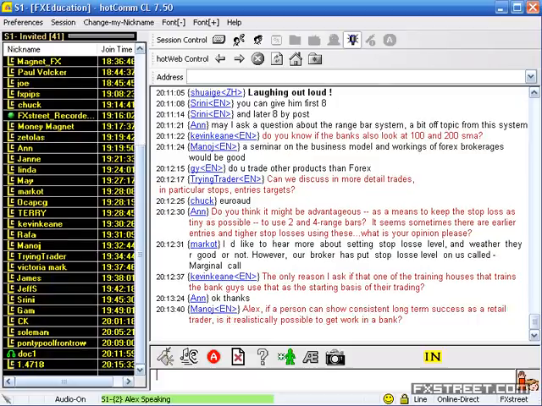Okay, Kevin, well, I'll find out about the 100 and 200 SMA. I've heard that used many times before, but as I said, I can't tell you categorically that's the case.